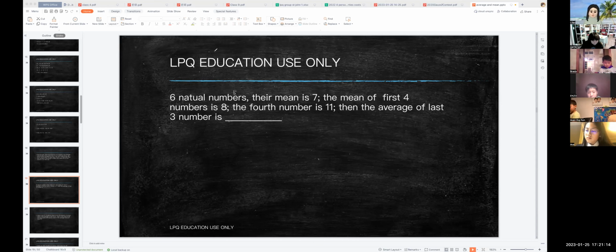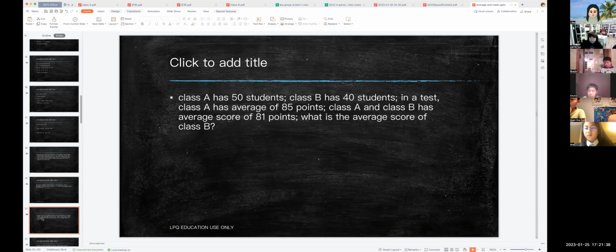Divided by 2。嗯，这4个数字加起来等于32，这6个数字加起来等于42，那这2个数字加起来等于多少？42减32等于10。Okay, very good. Everybody, I hope you understand this question very well. Okay, so this is train your brain.